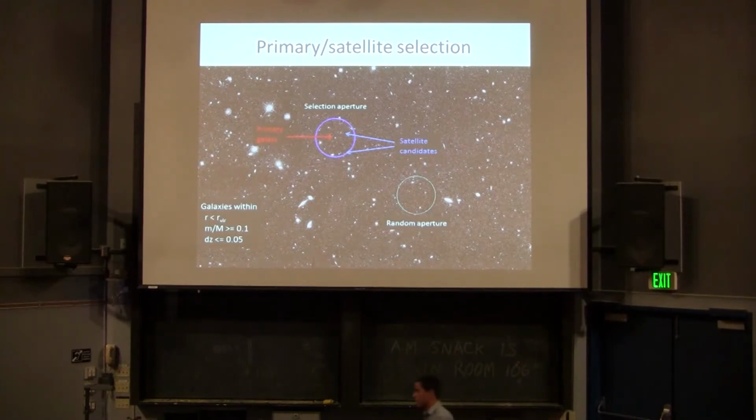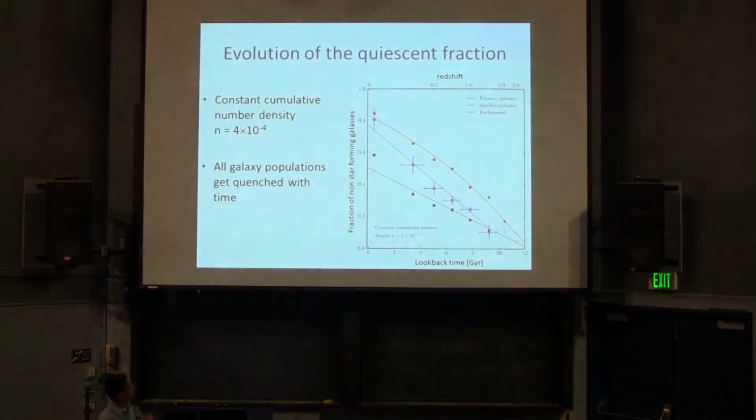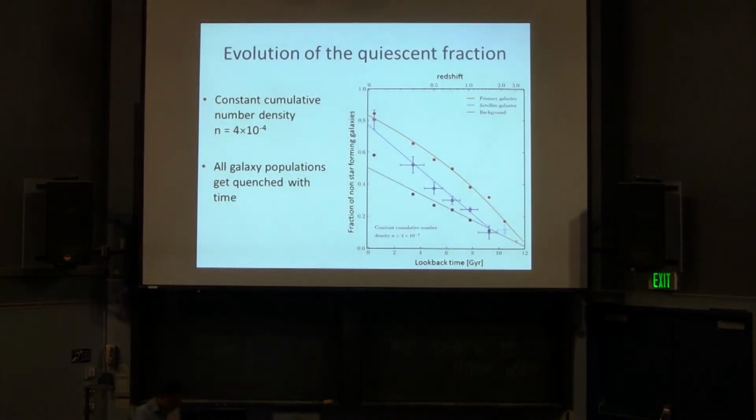And so now I can go and do this for 100 or 1,000 galaxies in each redshift bin, depending on how many galaxies I get in that bin. And so what I'm getting is this. There are a few things here. First of all, this is the fraction of non-star forming galaxies as a function of look-back time or redshift. And so these are galaxies within the quiescent selection box.